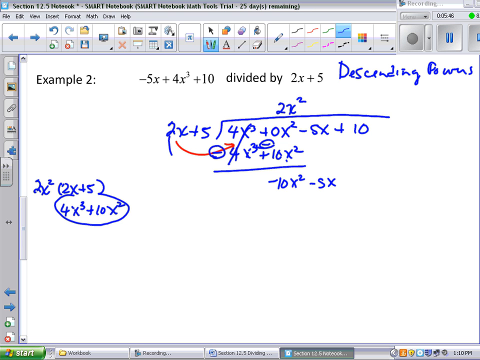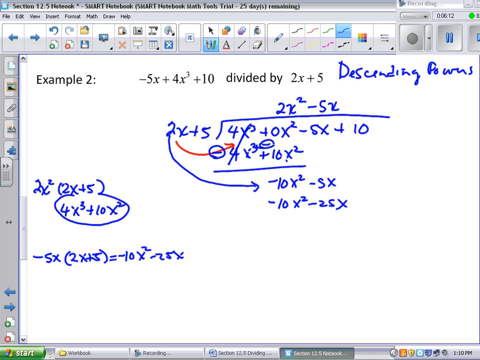Change the signs. This one drops out, and I'll have negative 10x squared minus 5x. So now I'm going 2x times what gives me negative 10x? Well, 2x times negative 5 gives me negative 10, and x times x gives me x squared. So now I'm going to multiply that negative 5x that I just put down times the divisor 2x plus 5. And that will give me negative 10x squared minus 25x, which I'm going to put right here, negative 10x squared minus 25x. Draw the line, change the signs. This one drops out as it should, and I'll have 20x plus 10.